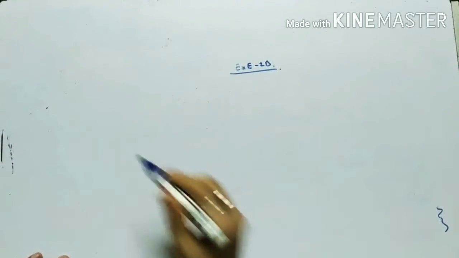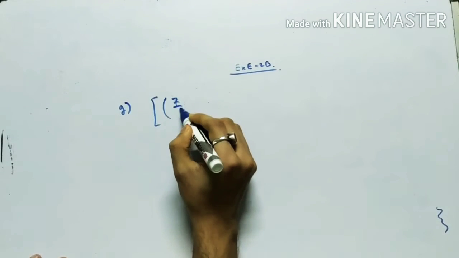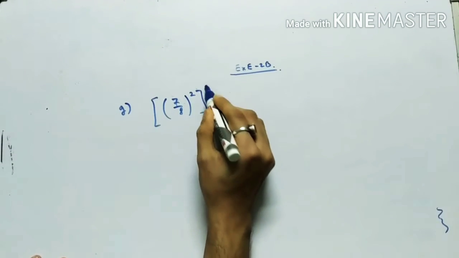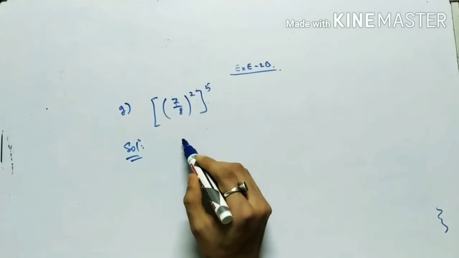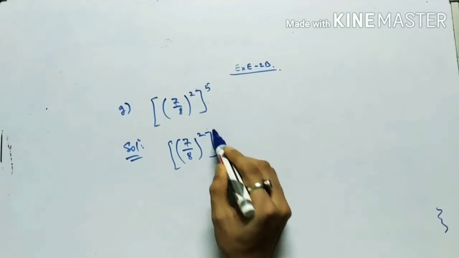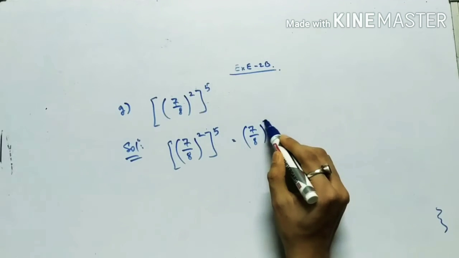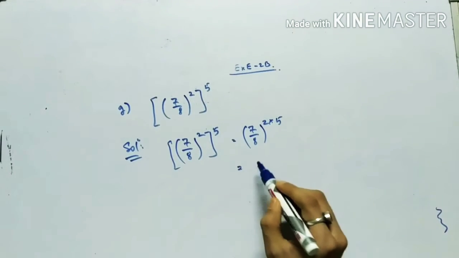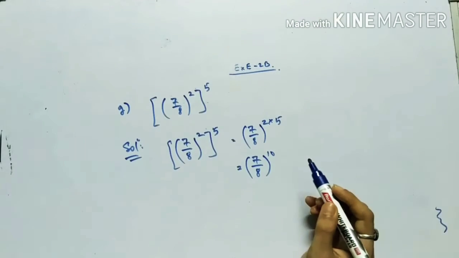Next you see number G. This is 7 by 8 to the whole power 2 to the whole power 5. This becomes 7 by 8 to the whole power 2 into 5, which ultimately gives me 7 by 8 to the whole power 10.